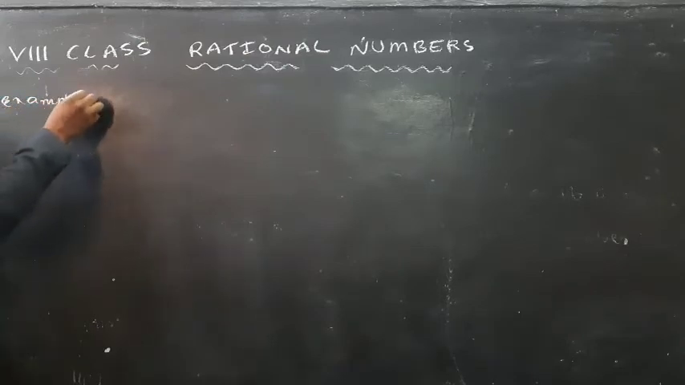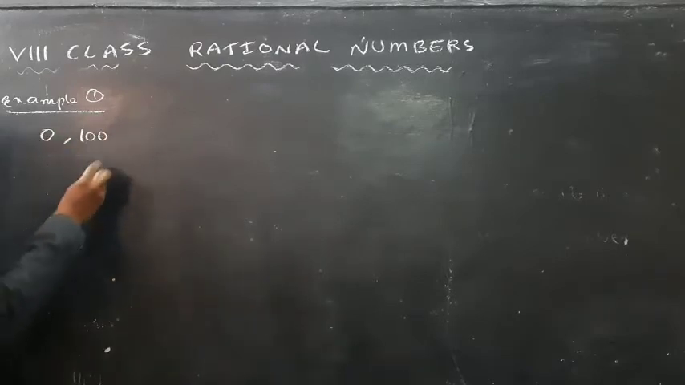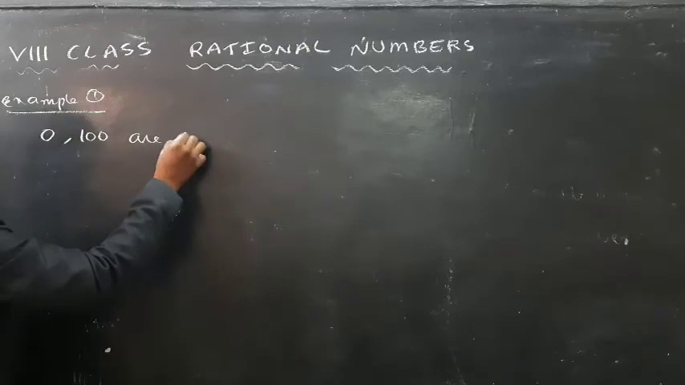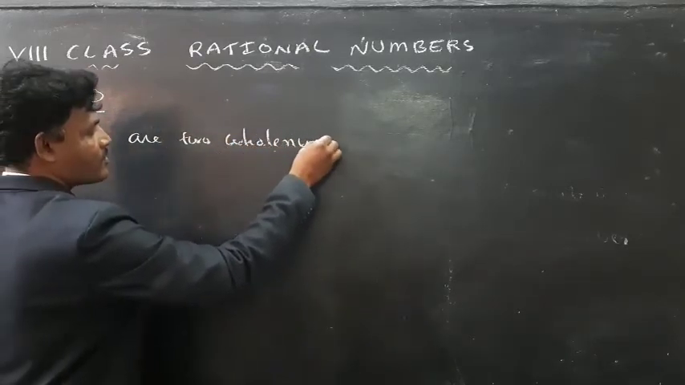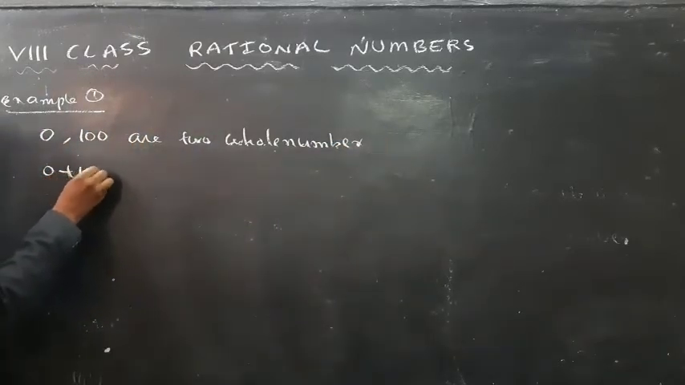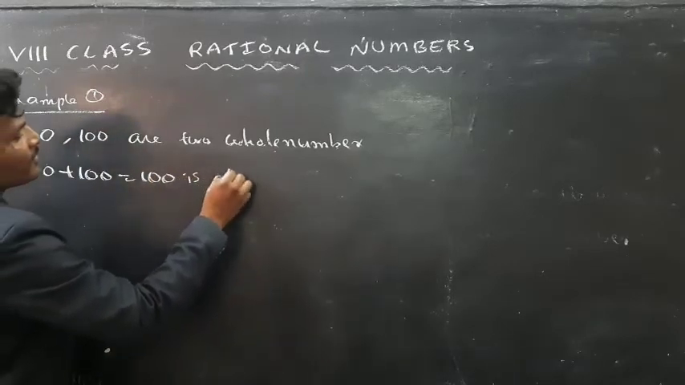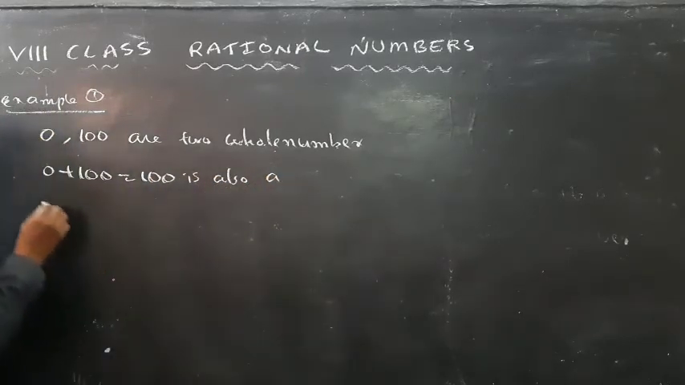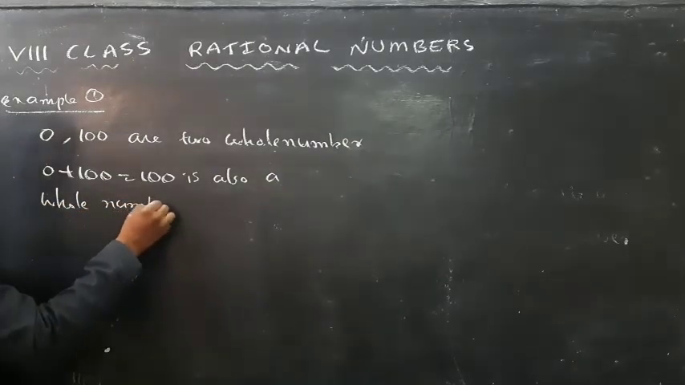Example 1. See here, I am taking two numbers, 0 and 100. 0, 100 are two whole numbers. Then 0 plus 100 is equal to 100, which is also a whole number.